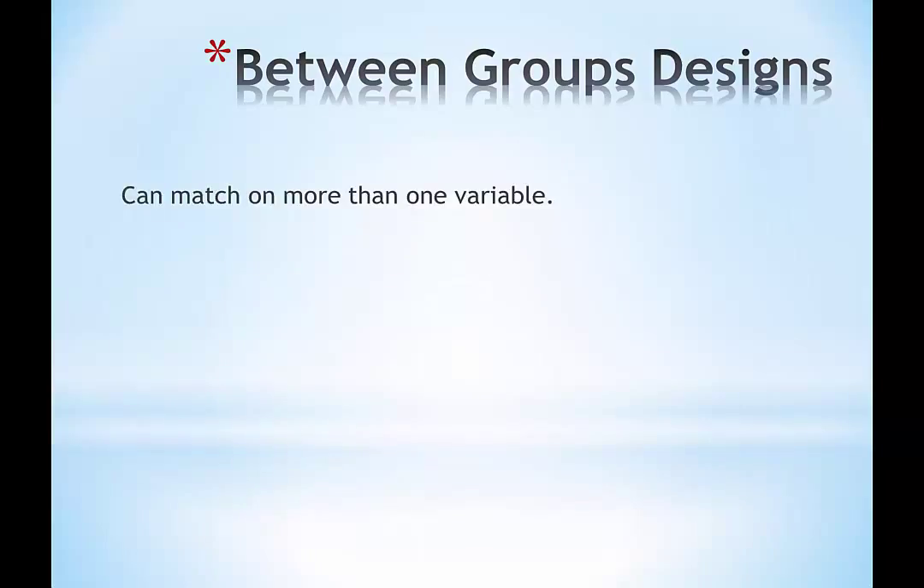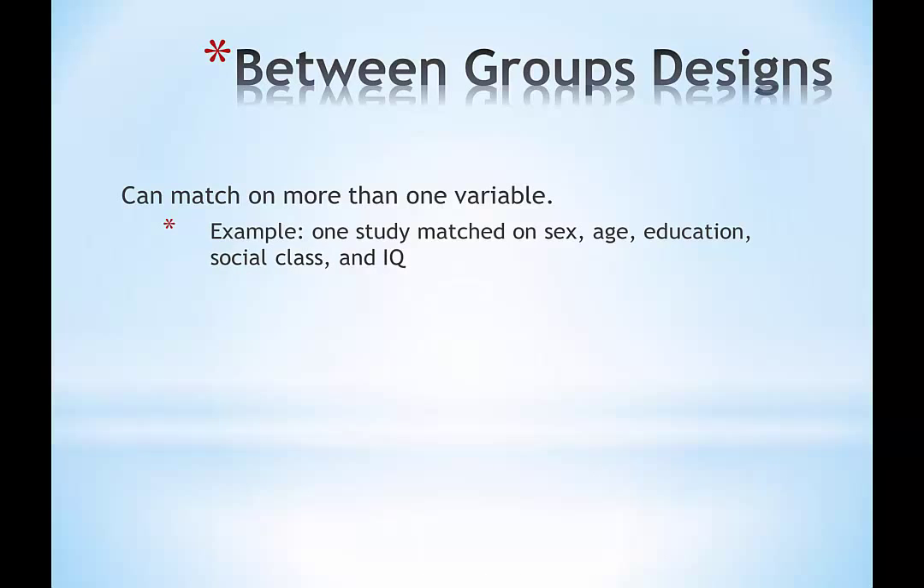So, just to recap, you can match on more than one variable. My example was just GPA. There are studies in the literature that match on 5 variables. You can see one example here: sex, age, education, social class, and IQ.